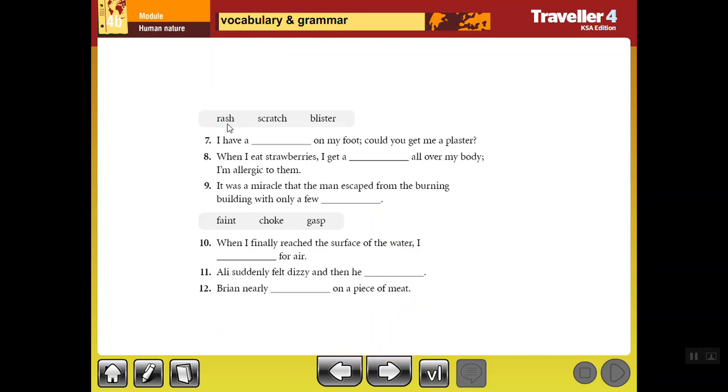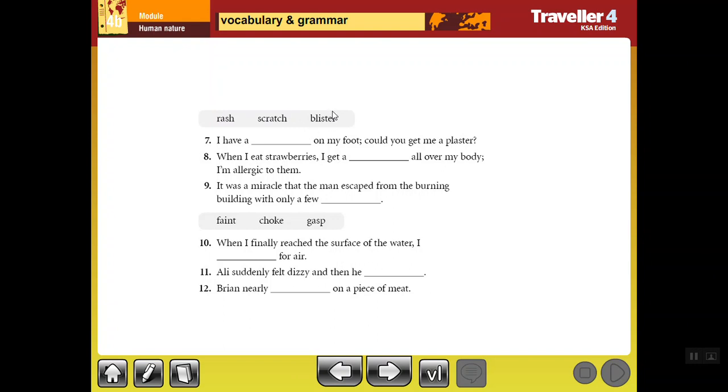The next set of words, we have 3 words here which are always or sometimes similar also in meanings. The words rash, scratch, and blister. In Arabic, rash, طفح جلدي. Scratch, خدش.